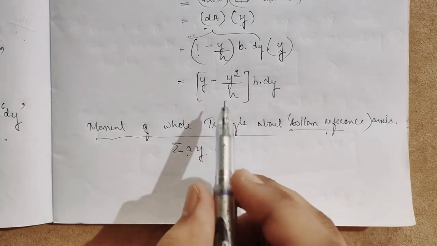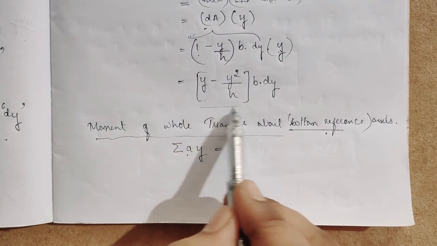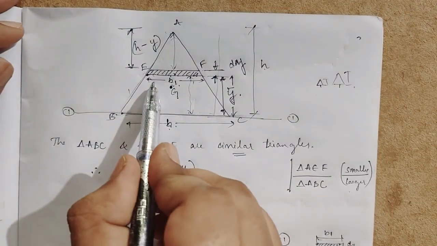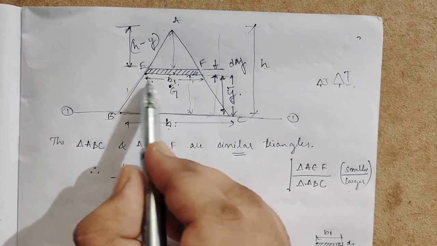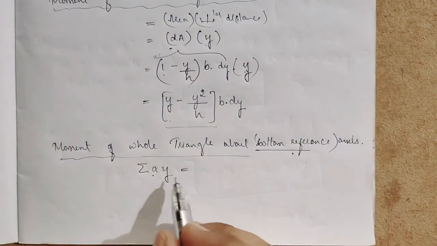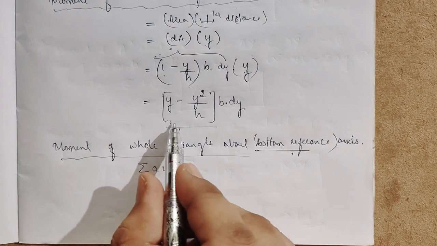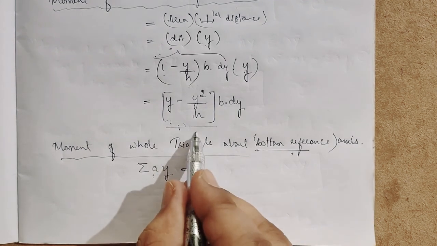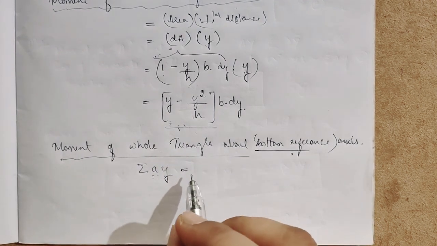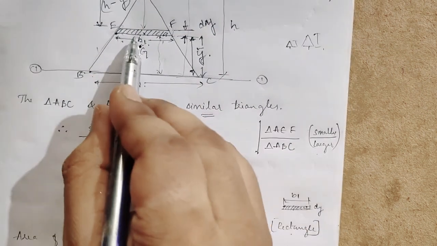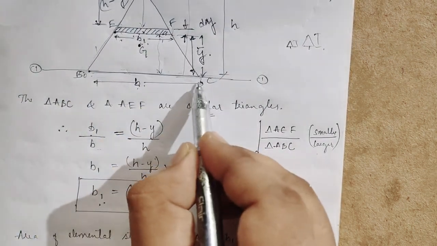So now what I got for the elemental strip, I got this one, right? For the small elemental strip which I consider here, I'll take that only and integrate it with the values 0 to a. What is the value of the moment for the elemental strip about the reference axis? This one. So summation of a into y is this one only. I will integrate it from 0 to b. If I integrate this elemental strip from 0 towards b, I will get the whole triangle.